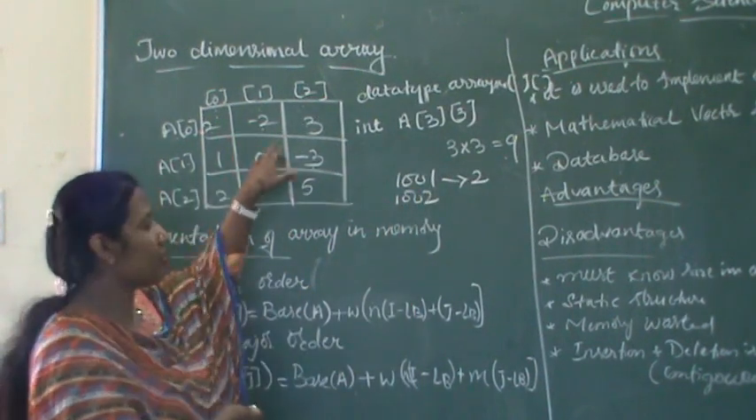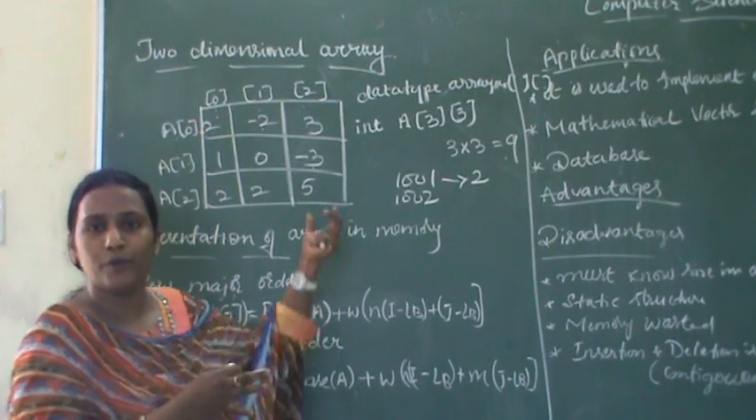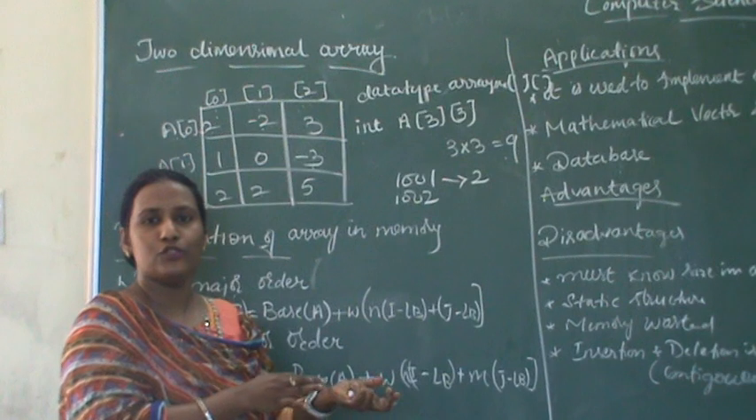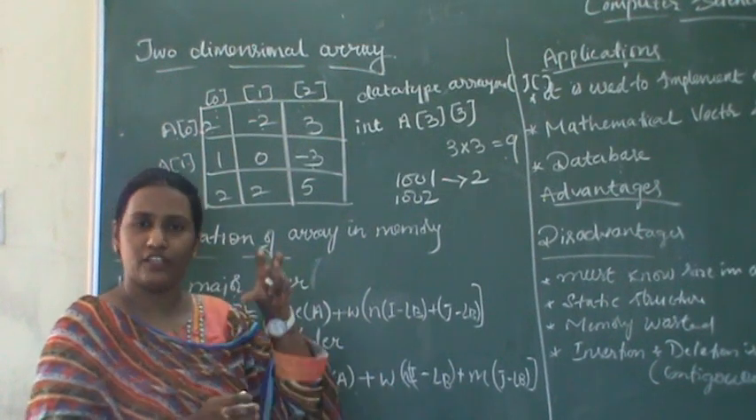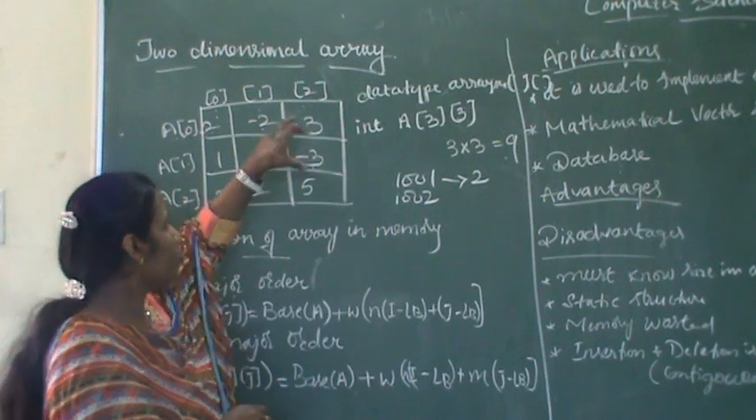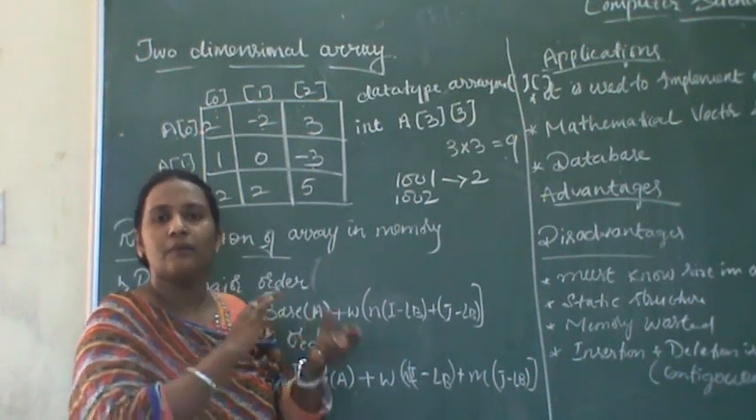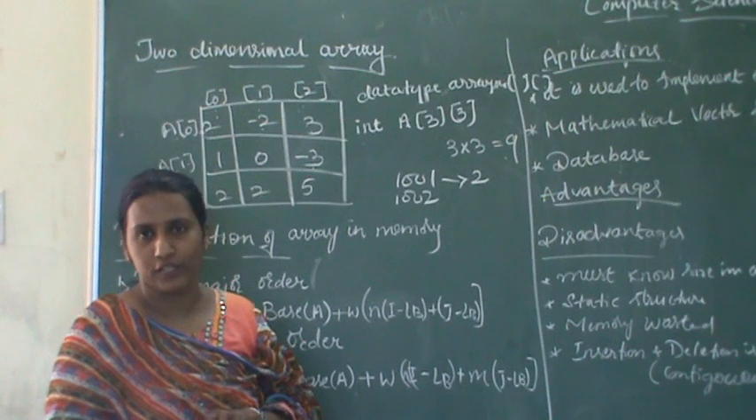In a two-dimensional array you should not get confused that because it consists of rows and columns, the data will be stored separately. It is not like that. Even though we are using a two-dimensional array, the data will be stored in contiguous memory locations itself.